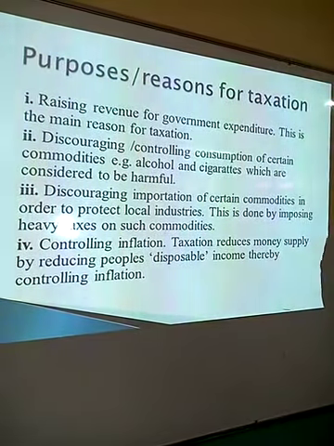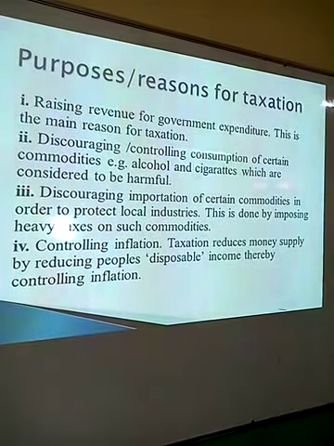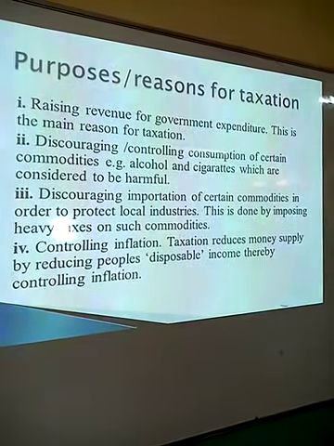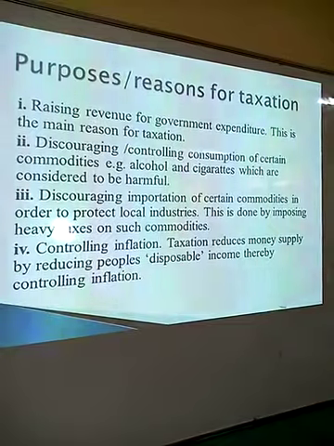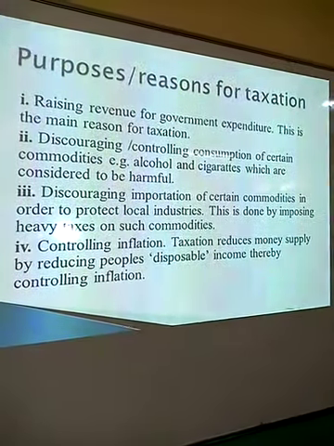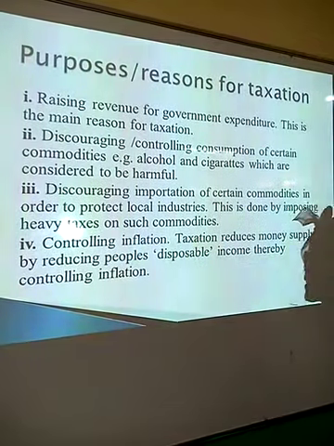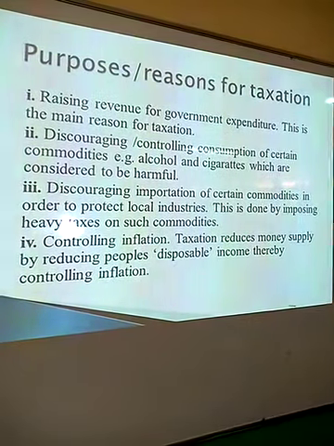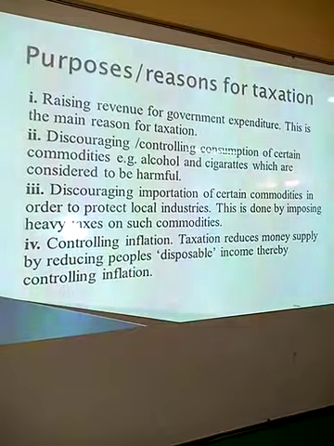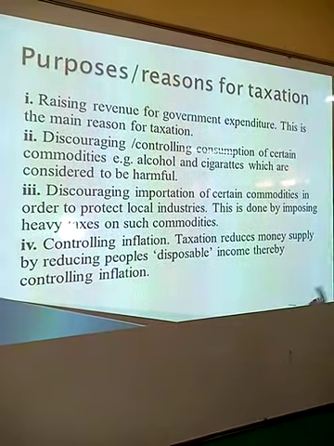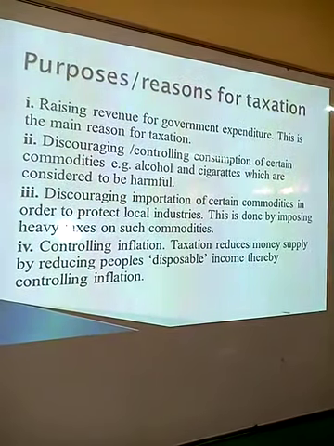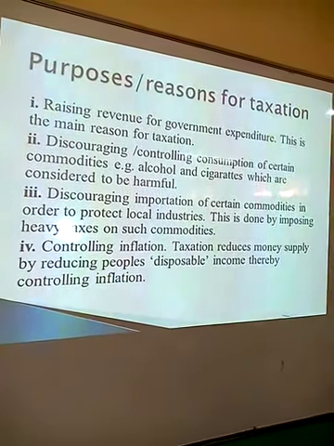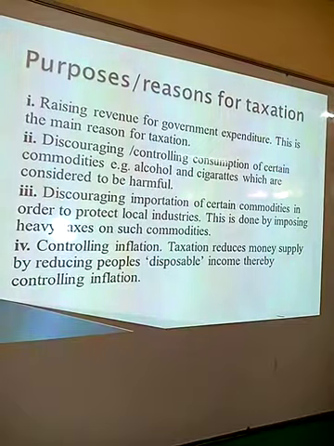Number three is discouraging importation of certain commodities in order to protect the local industries. This is done by imposing heavy taxes on such commodities. There are moments when our local industries are suffering because people are not buying from them. Why? They are buying goods that are coming from outside. So for the government to protect these local industries, it needs to levy heavy taxes on goods that have been imported. At the end of the day, the government is going to raise some money out of that, but again, the government shall have protected the local farms or the local industries.